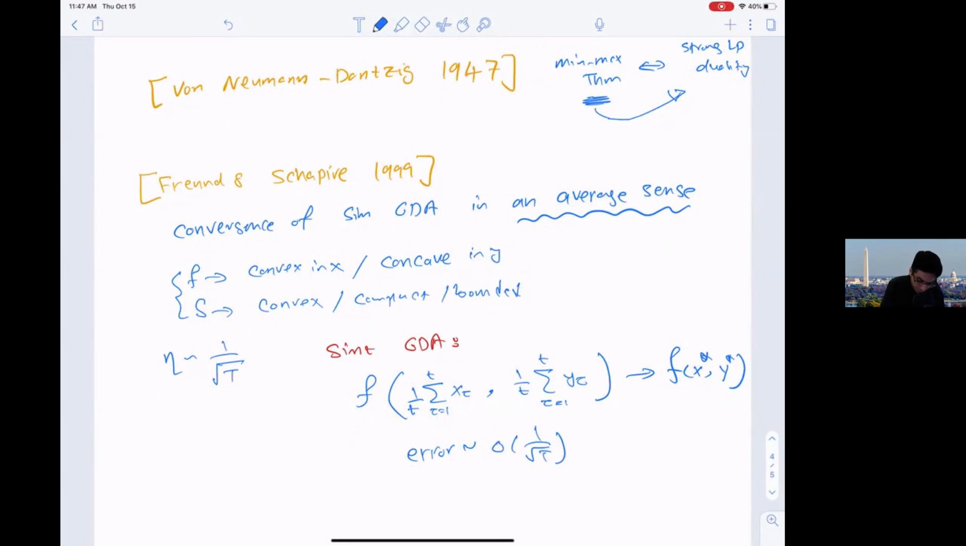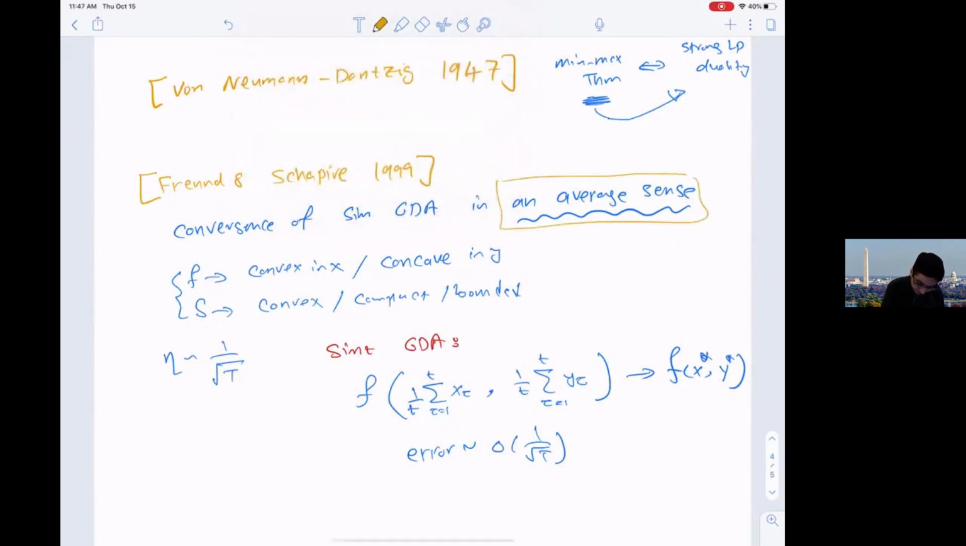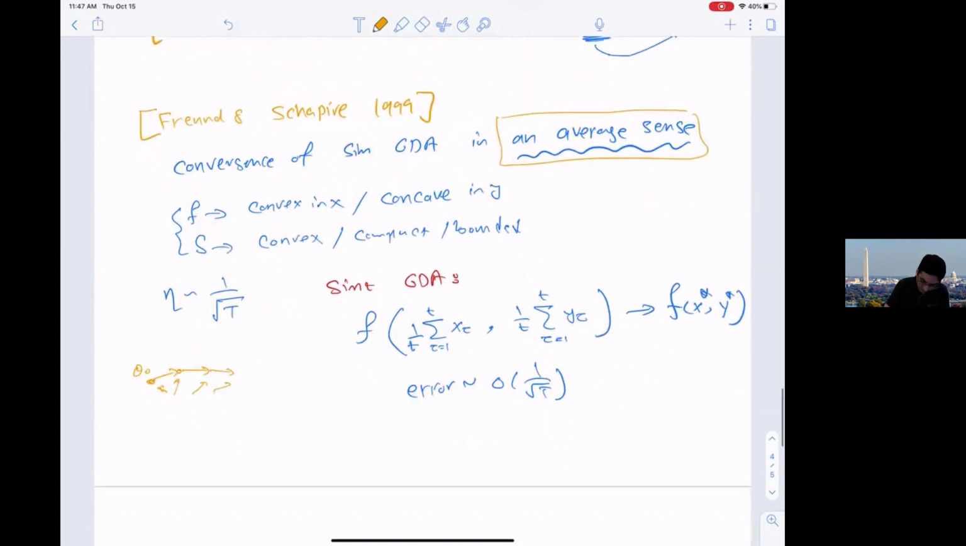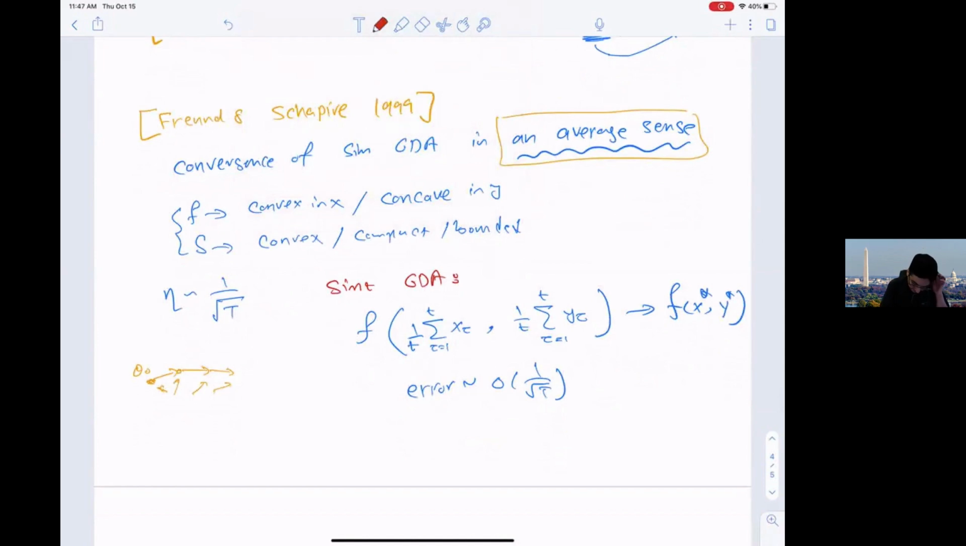Okay, so do we actually need this average sense? It's a little bit of a weird notation. So you have theta 0, theta 1, theta 2, and then you are taking the average of all of these points, and then you argue that in the average sense, your function f converges to your f theta star. So in fact, as far as I know, no guarantees in this setup exist for the last iterate sense.